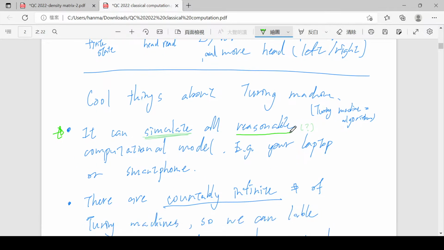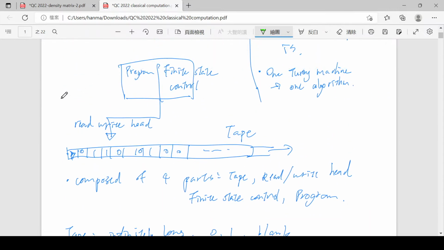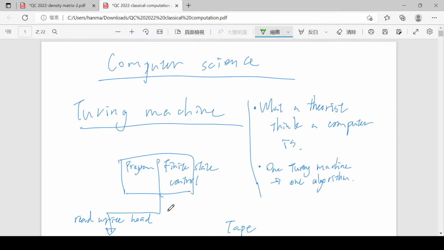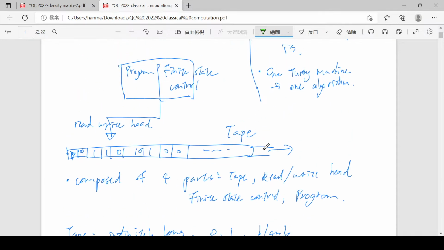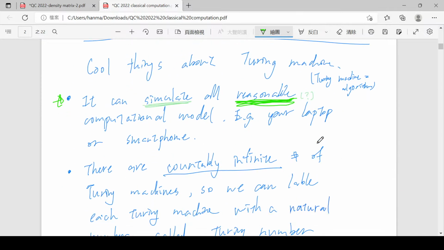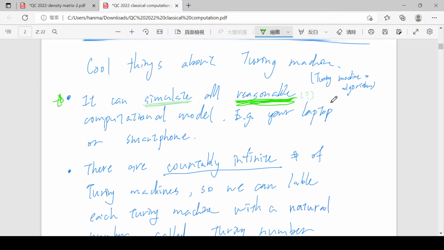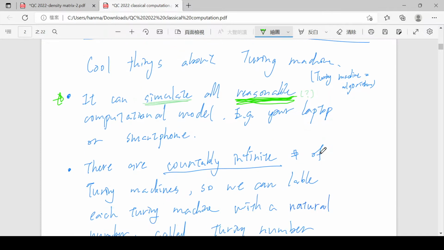But this word reasonable is weird, because what is reasonable? First, what is reasonable? And second, when you have quantum computers, then these don't quite describe quantum computation. Okay? So that's weird. When you think about quantum computers, then you need to give a quantum Turing machine to make this simulation work. So that's the purpose of a Turing machine.